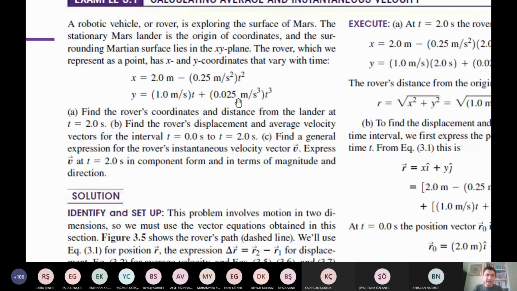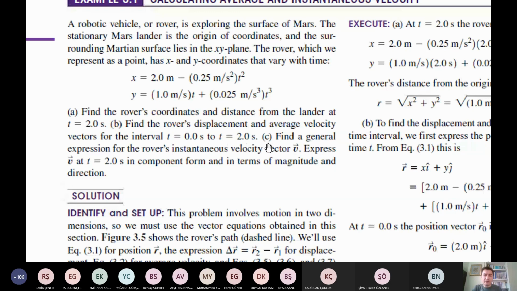So first of all, we have 2 seconds. Just take 2 seconds, put it here, and put it here. You can calculate the x and y coordinates, and the distance from the origin you can easily calculate. And the second question, displacement and average velocity. Displacement is given by delta r, right? So if you find delta x and delta y, you can calculate delta r. And here we have average velocity, which is given by delta r over delta t. You can also calculate this one. And the time interval is this one, 2 minus 0.